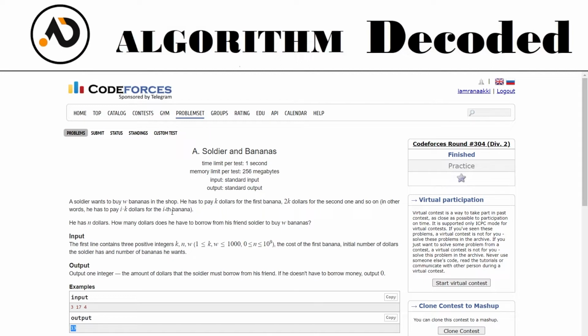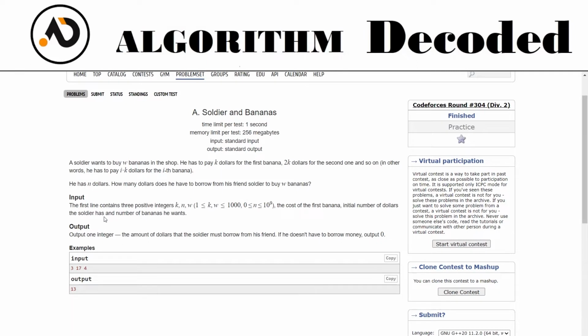तो पहले वाले के लिए K पे करता है, second के लिए 2K, फिर 3K, 4K, and so on. He has N dollars. उसके पास N dollars है. How many dollars does he have to borrow from his friend soldier to buy W bananas? N dollars उसके पास है, W वो खरीदना चाहता है, कितने उसे बोरो करने पड़ेंगे? तो इनपुट देख लेते हैं.